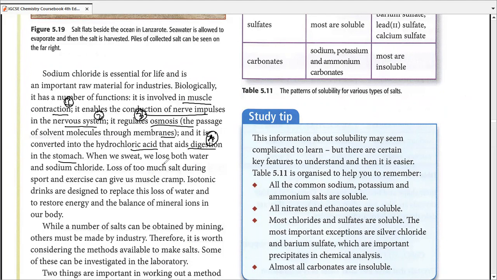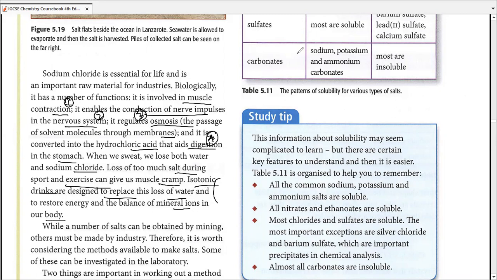These are 4 uses. When we sweat, we lose both water and sodium chloride. Loss of too much salt during sports and exercise can give us muscle cramps. There are isotonic drinks, the drinks that are designed to replace the loss of water and somewhat mineral salts as well. That's why we drink mineral water. Apart from isotonic drinks, there is stored energy and balance of mineral lines in the body.